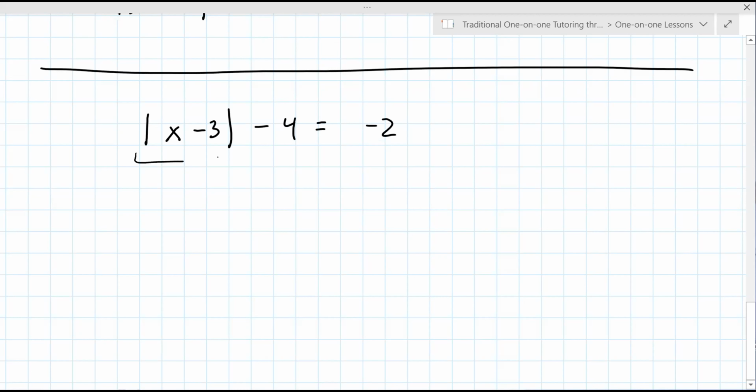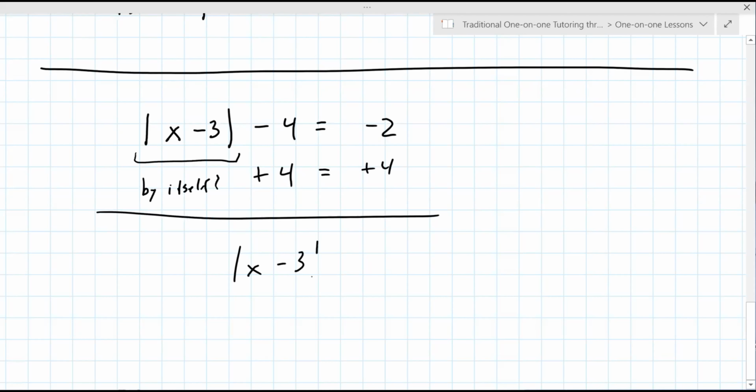Is the absolute value by itself? Yes. No. There's this minus 4. Oh, my bad. I was looking at it straight in front of me, like that's the only thing there, but this minus 4 is here. Yes. So you have to add 4 to both sides. So then the absolute value of x minus 3 equals 2. Right. Is this okay?